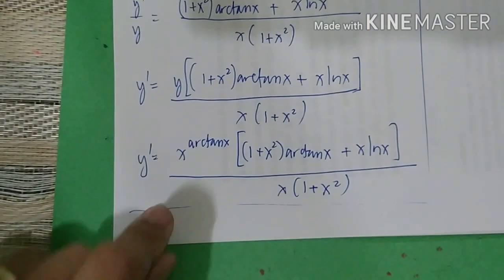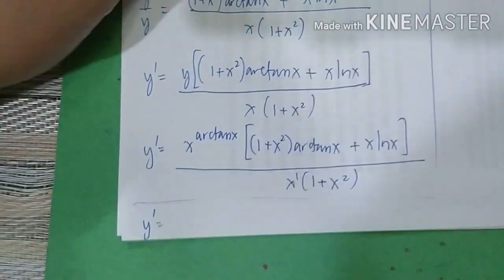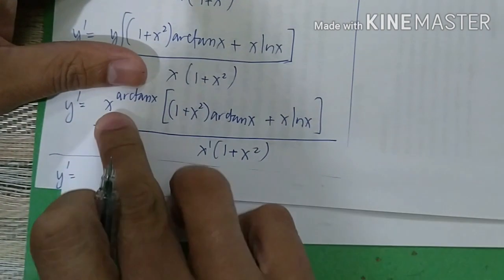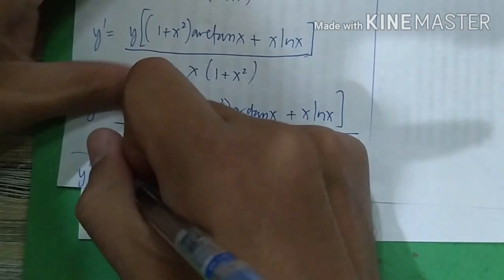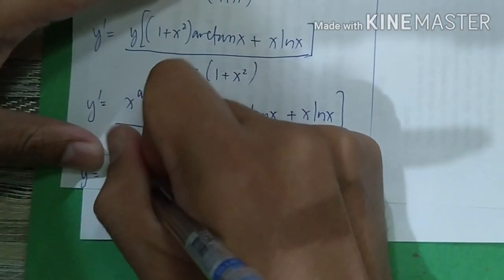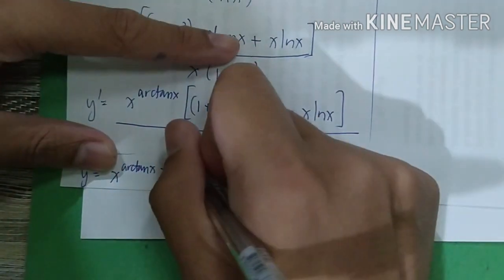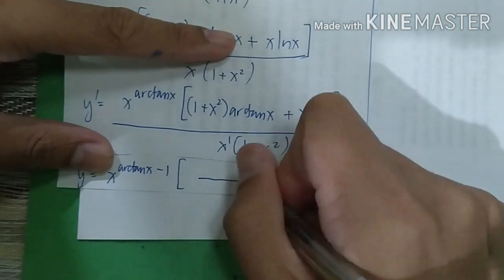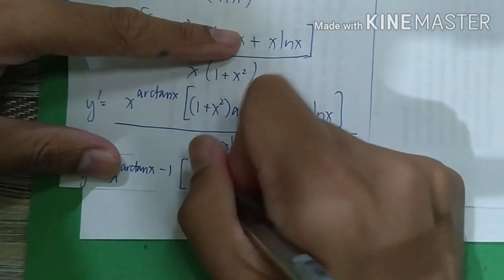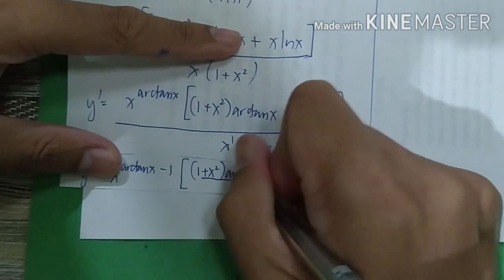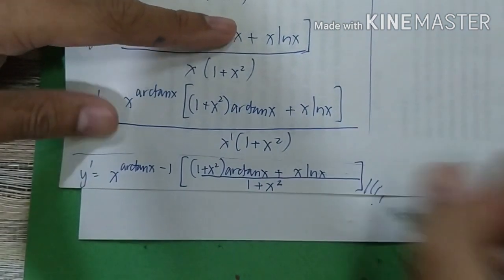Or pwede mo pa itong isimplify. Di ba may to the 1 yun? So, magiging y prime equals, di ba kapag when you are dividing of same base, you are subtracting exponent. So, magiging x raised to arctangent of x minus 1, di ba may 1 dun as exponent, times the quantity. Ang natira sa ilalim ay 1 plus x squared. 1 plus x squared arctangent x plus x ln x. Okay, that's our final answer.